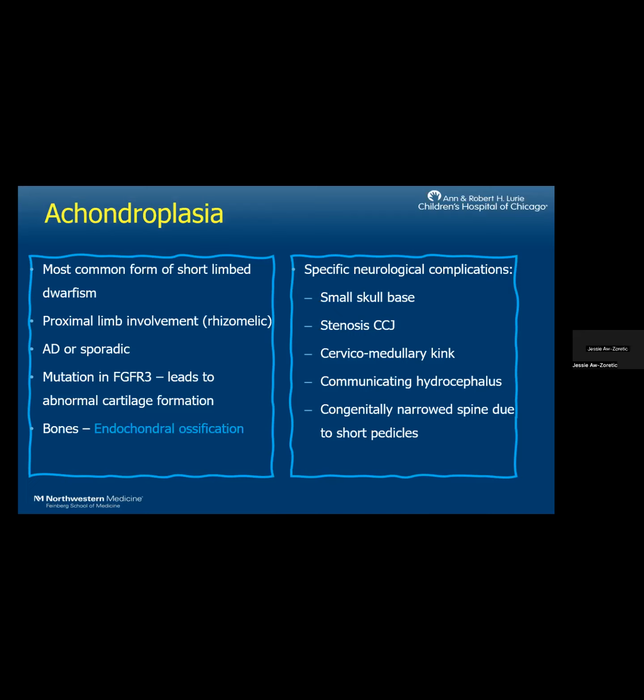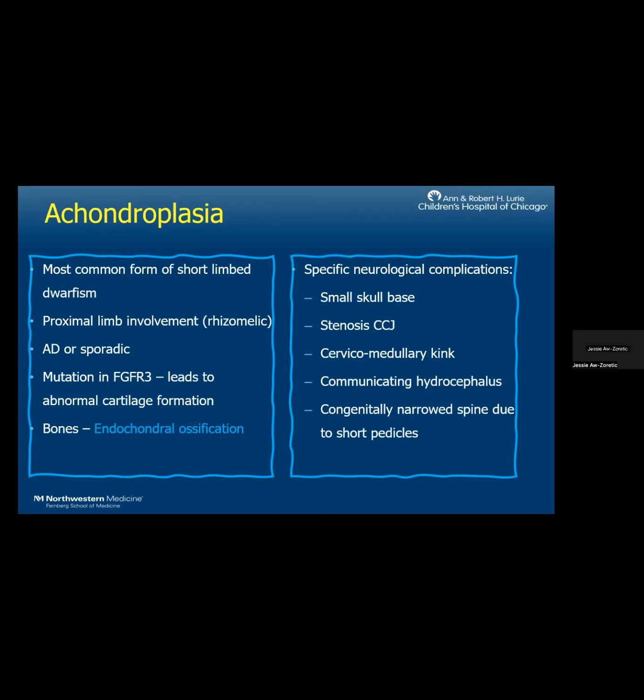The bones that are affected primarily are those formed by endochondral ossification. Why does that matter? It's all the bones that form by endochondral ossification. So we have to remember achondroplasia is systemic, it affects the entire skeletal system. We will focus on the specific neurological complications, but basically the skull base is formed by endochondral ossification, whereas the rest of the cranial vault is formed by membranous ossification.